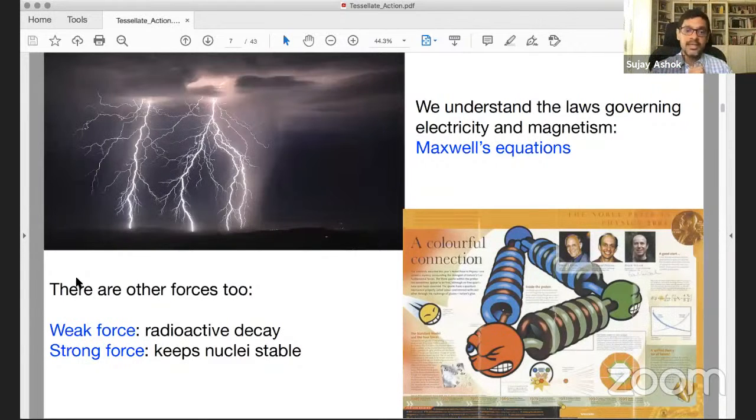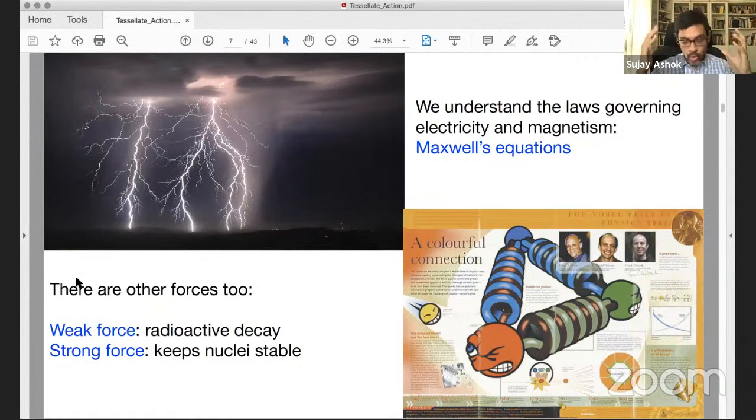So for instance, radioactive decay is something that you might have heard of. So this is explained by something called the weak force. Okay, it doesn't matter what it is exactly, that there is some particular force, and so it's a weak force, and there's another force called the strong force that keeps nuclei stable. So these are forces that act at an atomic level, let's say. So you need more sophisticated experiments to understand these better.